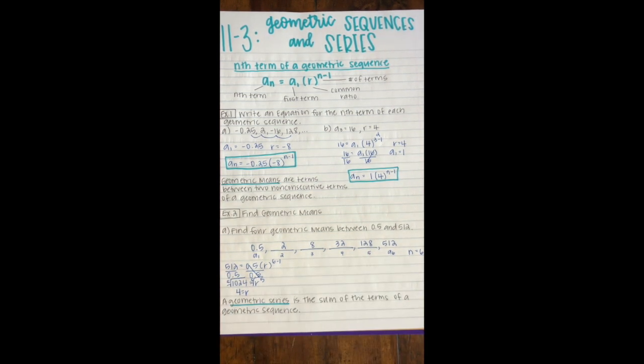A geometric series is the sum of the terms of a geometric sequence. We talked about this with arithmetic series in our last lesson. So again, we'll use the S_n and it'll just have some new formulas for us to look at.